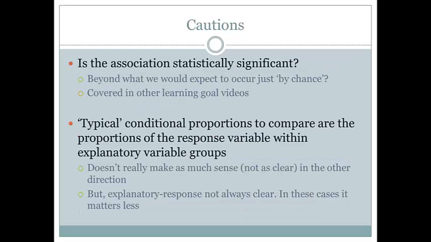A couple of words of caution. When we see this association like we do here, is that statistically significant? In other words, is it beyond what we would expect to occur just by chance? Well, that's a great question. It's one we're going to talk about in other learning goal videos.